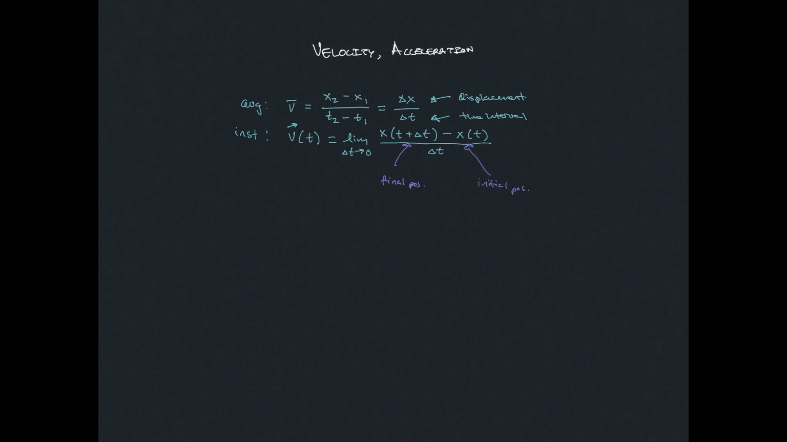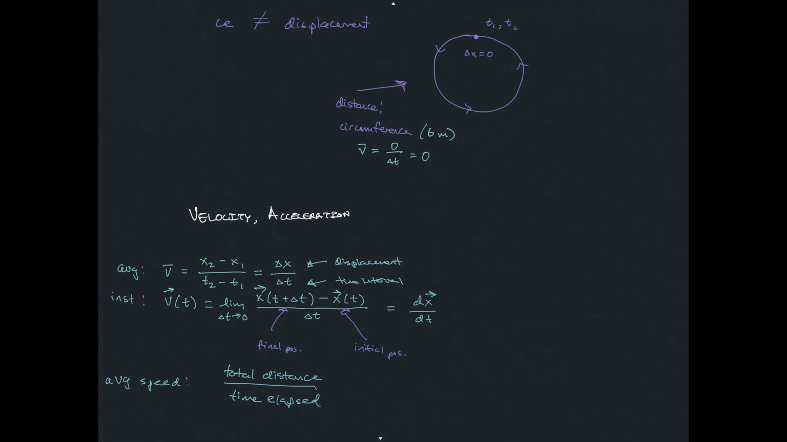Now, you might notice that this is just the definition of a derivative, which is written as the derivative of x with respect to time, or dx/dt. Okay, but the average speed is also different from the instantaneous speed. Now, average speed is actually distance, the total distance, or the total length that the object has moved in its path of motion, over time elapsed.